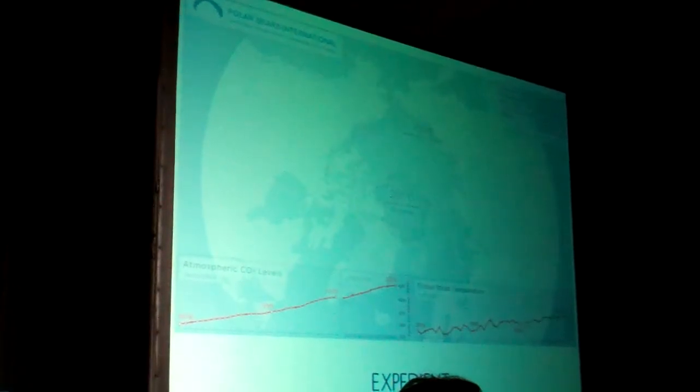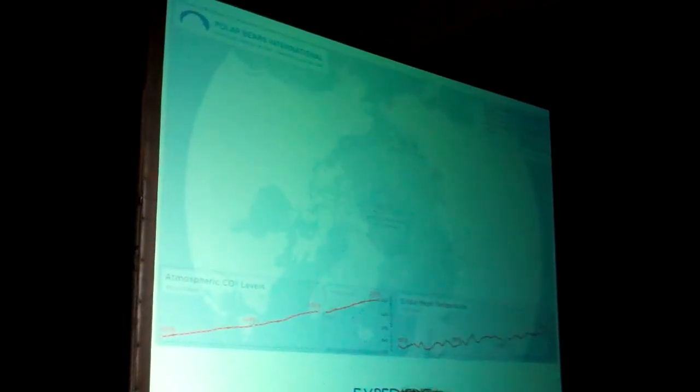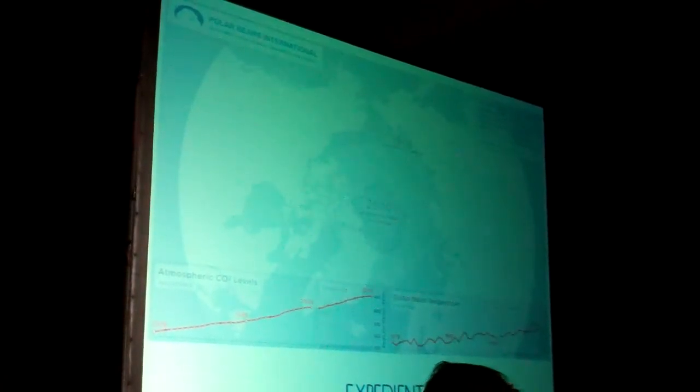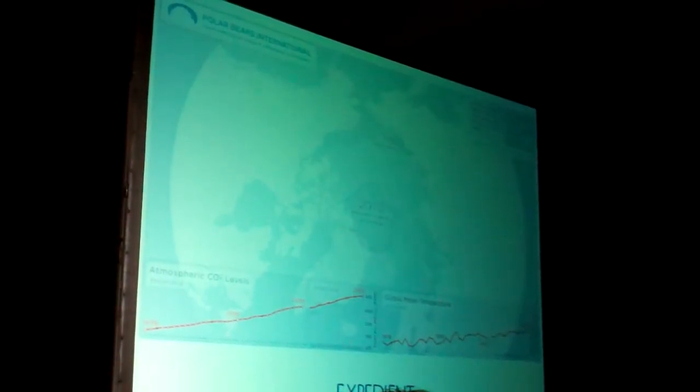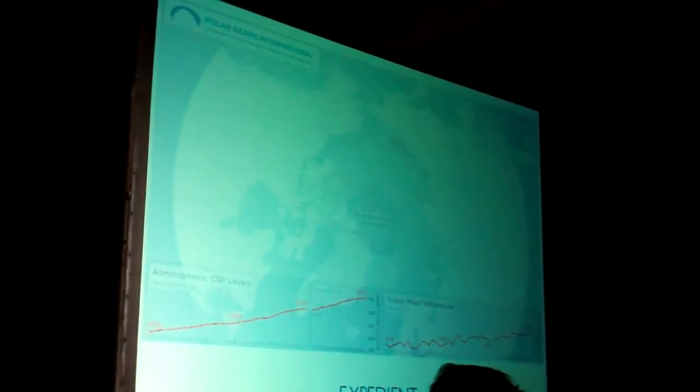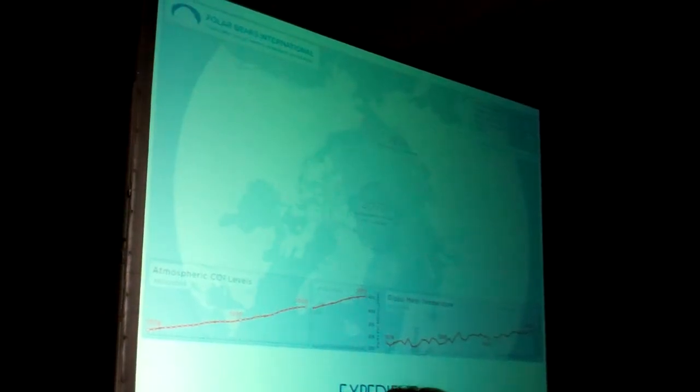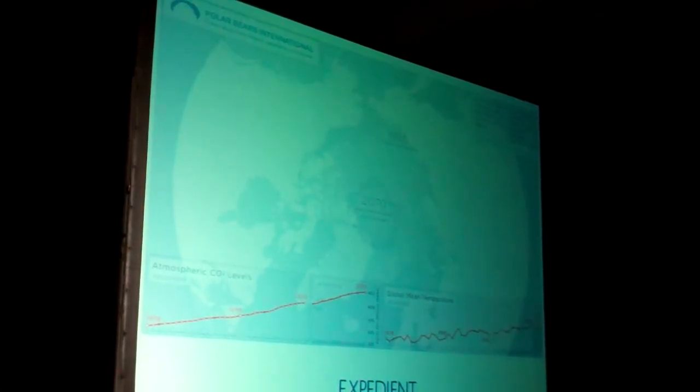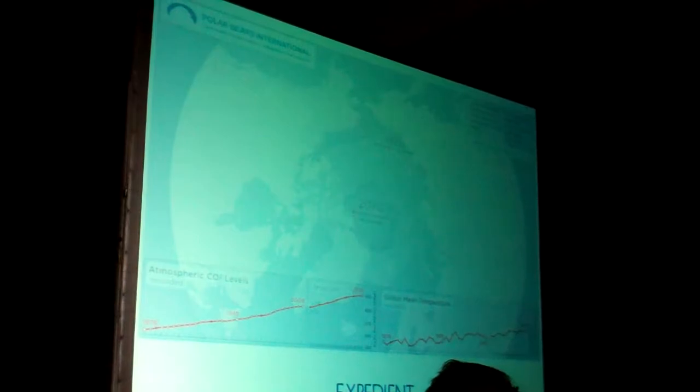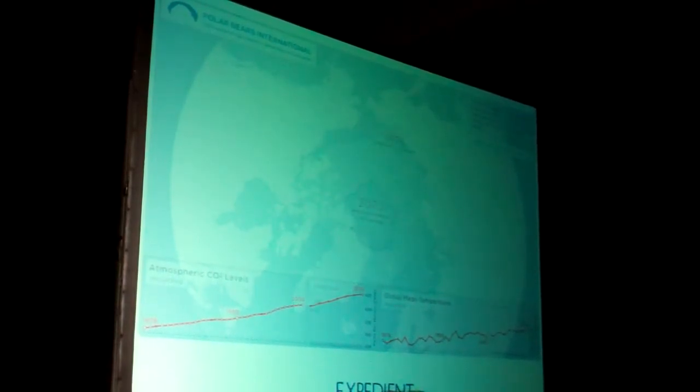So this is a screenshot from a site that we're developing right now for Polar Bears International. And it tells the story of climate change pretty succinctly. It shows historic Arctic ice coverage, projected Arctic ice coverage, the CO2 levels, actual and projected, and the global mean temperature, actual and projected, all in one very concise interface.